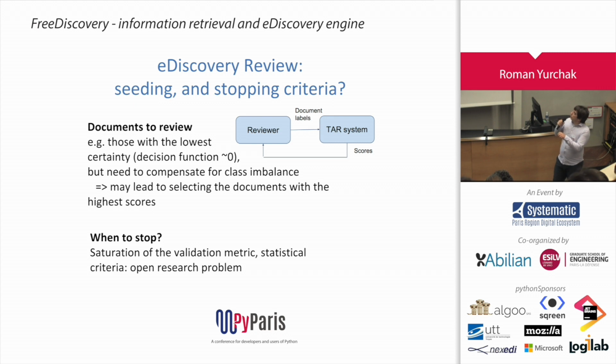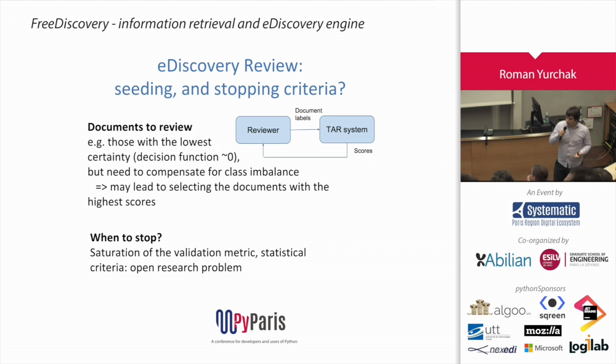So we have a reviewer who labels some documents, then takes some scores, reviews new documents, and then labels them. Essentially, the question is which documents should we take? Typically, what is often done is to take those documents which have the lowest classification certainty. For instance, it could be a decision function which is close to 0, right? A high decision function would be relevant documents and low would be non-relevant.